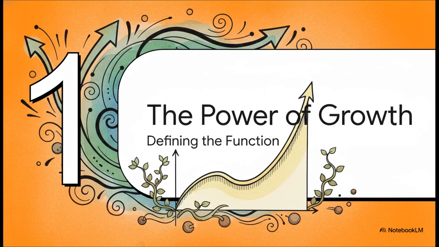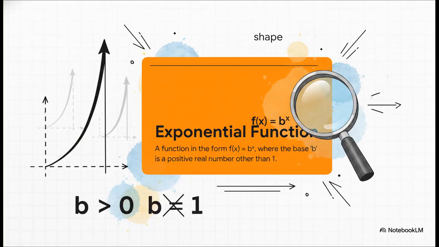Okay, first up, the power of growth. Before we even think about plotting a single point, we've got to get a solid handle on the basic definition. Trust me, the rules behind this function are exactly what gives it its incredible power. So here it is, the official blueprint. f(x) = b^x. The key, though, the real secret sauce is in the rules for that base b. Number one, it has to be positive. And number two, it can't be 1. That's it. Just those two simple rules create that iconic, explosive shape you see in every single exponential graph.